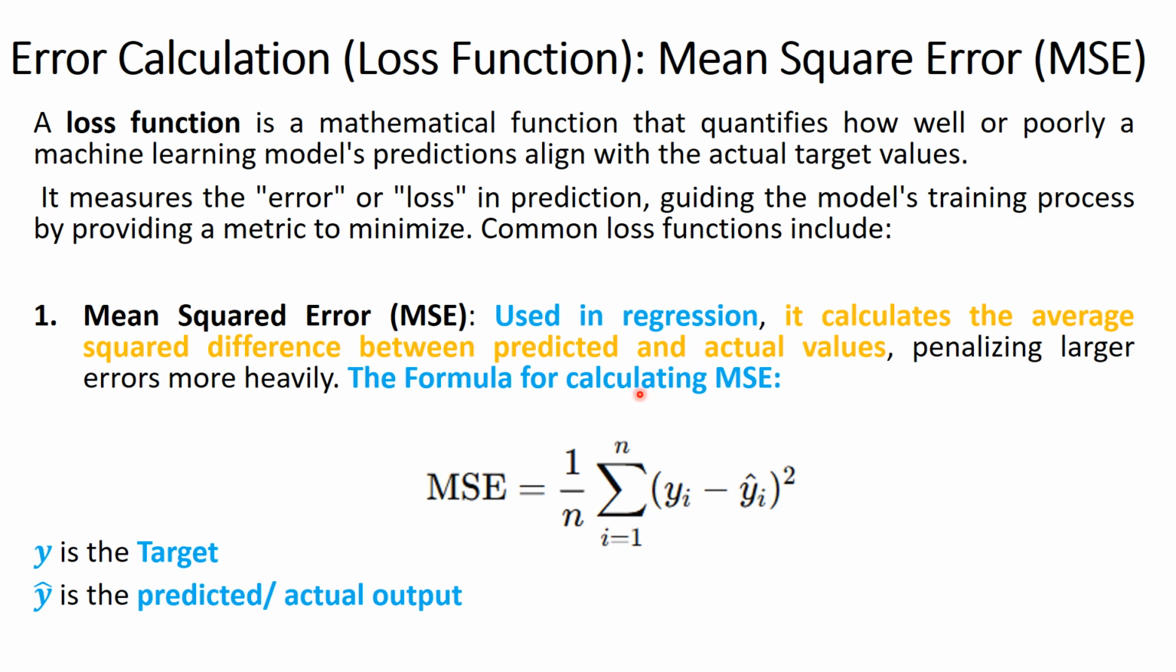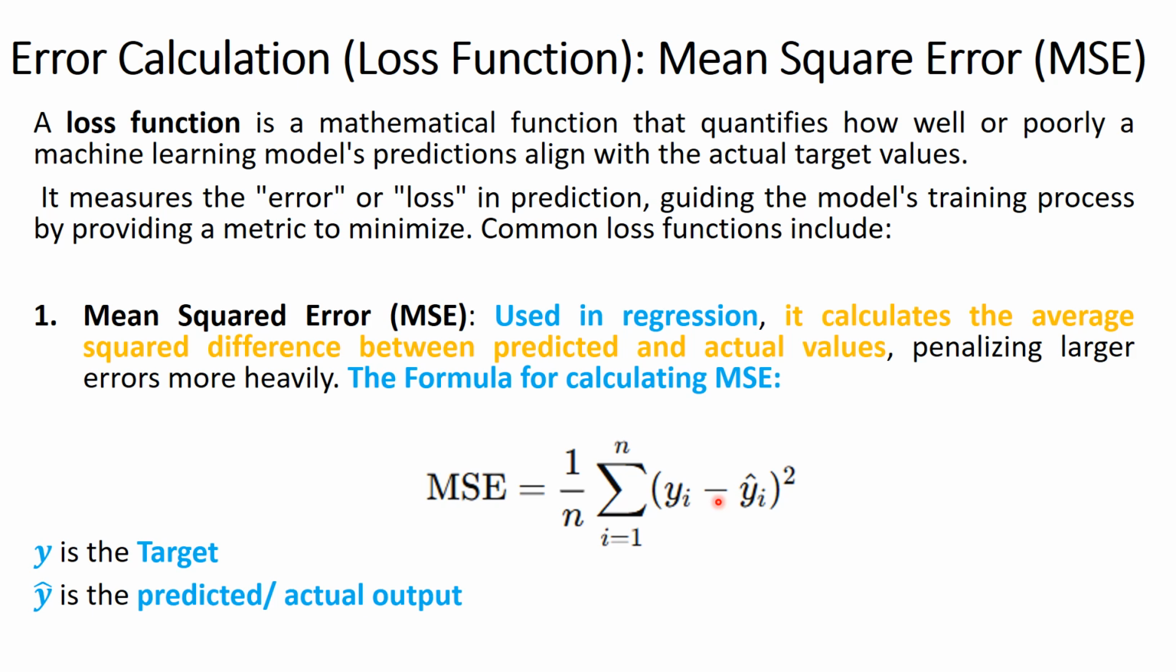The formula for calculating MSE equals 1 over n sigma from i equals 1 to n (yi minus y hat i) all squared, where y is the target and y hat is the predicted or the actual output of the network or of the model. اللوس فانكشن ال MSE بنستخدمها في الريجريشن، بتحسب ال average squared difference between predicted and actual values.